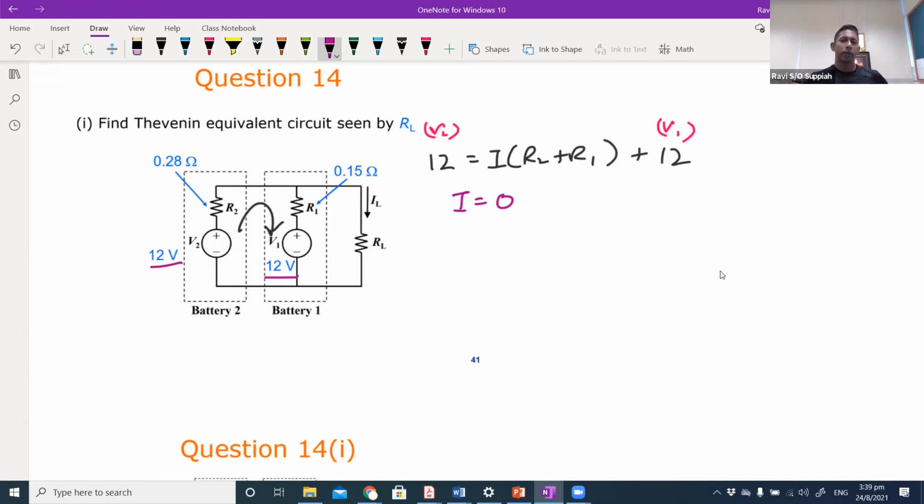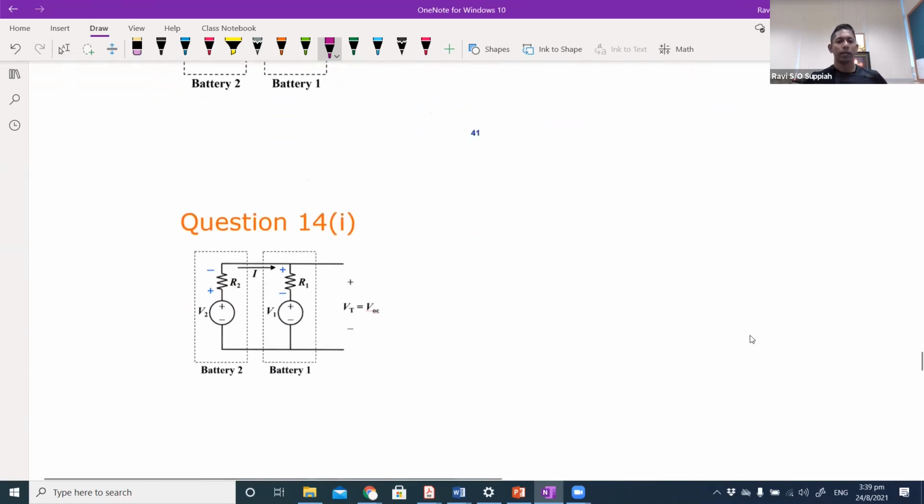So when I look at the open circuit voltage, that means when I remove the load and look in, what do I see? I just see V2 and V1, which are both the same, because this I here is 0. There is no current flowing, so there's no voltage drop across R2 or R1. So VT is actually 12 volts.